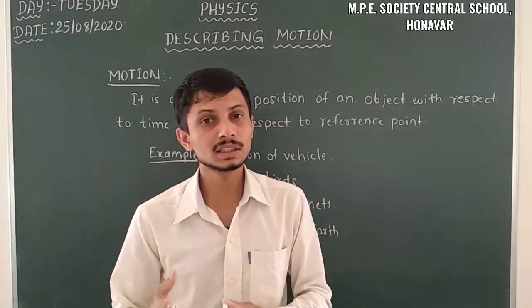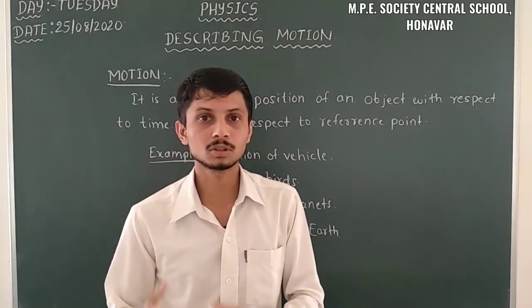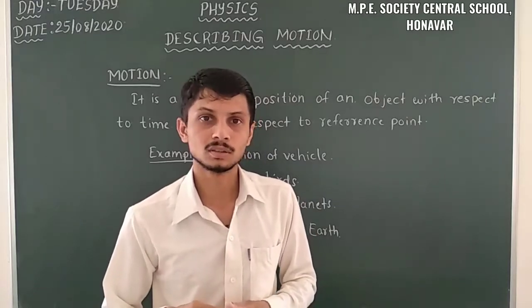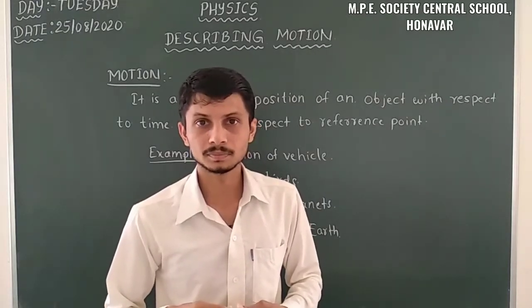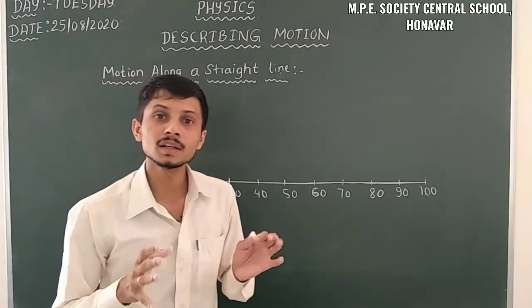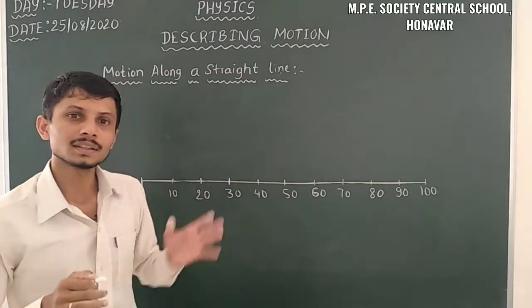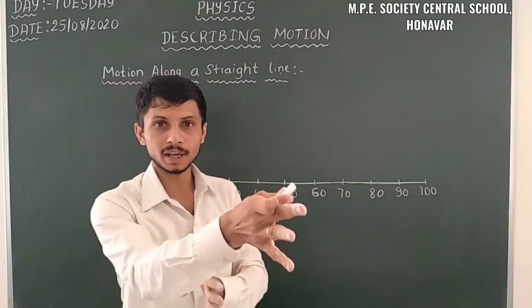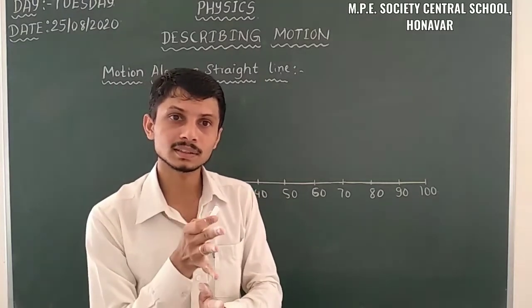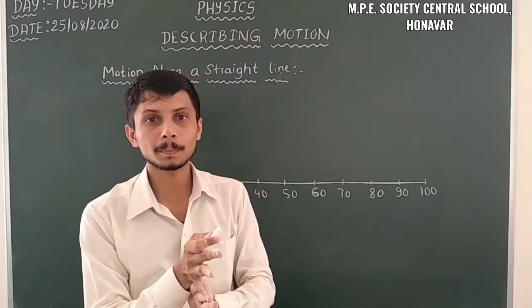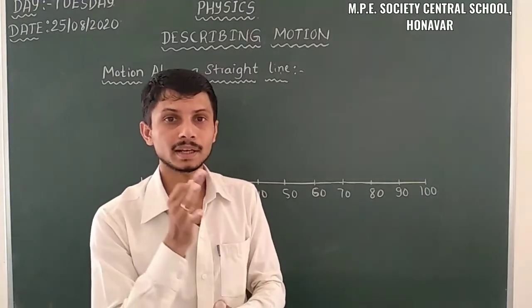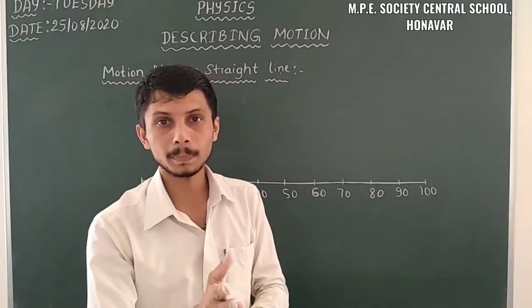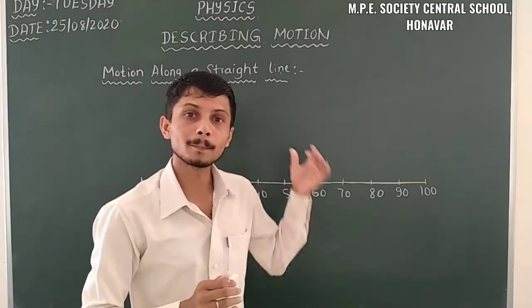When an object is changing its position, we can say the object is moving, the object is in motion. So let us move on to the next topic: motion along a straight line. Just observe this sentence, motion along a straight line. Straight line we already know. When we describe the motion of an object in the same direction or straight line, that means when the object takes a straight line path or moves in the same direction, we call it a motion along a straight line.